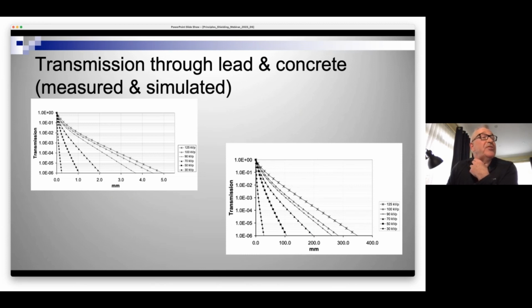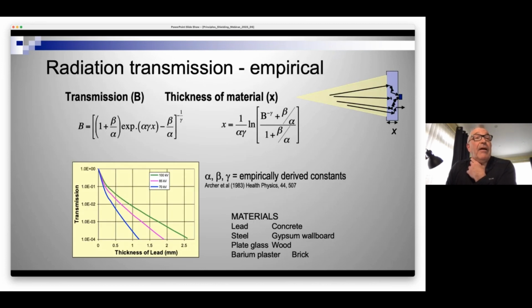So measurements and simulations of transmission of X-rays through lead, concrete, and a variety of other materials give us curves that look like this. So more attenuation to start with than linear attenuation. Notice this is a log scale. I've shown you here lead and concrete. So this is what it always looks like.